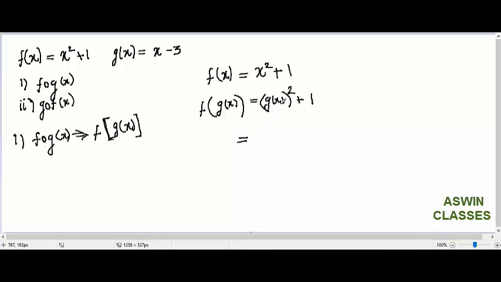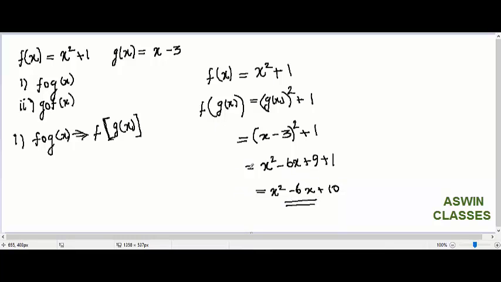And now you know g of x is equal to x minus 3. So this is equal to x minus 3 whole square plus 1. On expanding, you can expand this using the identity a minus b whole square, which will give you x square minus 6x plus 9 and this 1. This is equal to x square minus 6x plus 10. So that is your f composition g of x.